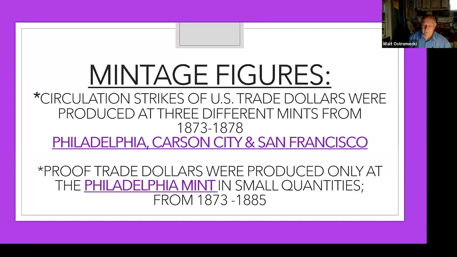Okay, mintage figures. Most of this information you can probably get from the Red Book, and I'm just going to go over it quickly here because it does bear consideration in this particular talk. The circulation strikes of U.S. trade dollars were produced at three different U.S. mints, Philadelphia, Carson City, and San Francisco, from 1873 to 1878. Proof trade dollars, we'll find out why there were proofs, were produced only at the Philadelphia Mint in small quantities from 1873 to 1885. Now, these quantities, according again to Mr. Brissett, are only estimates. The Mint did not keep any records of the ones that they produced for collectors or for individuals or presentation pieces. So we're only going to have guesstimates. Those are the quantities that are listed in the Red Book.